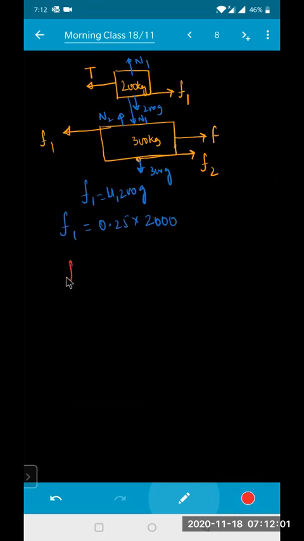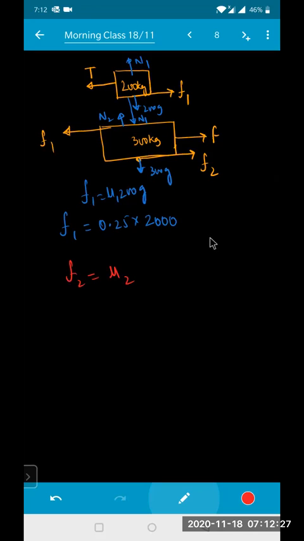So what is the value of your f2? f2 will be equal to mu into the normal. Now the coefficient of friction is mu2, which is 0.2. This n1 is acting in the downward direction, so f2 is equal to mu into your n1 plus your n2. This n2 will be equal to how much?